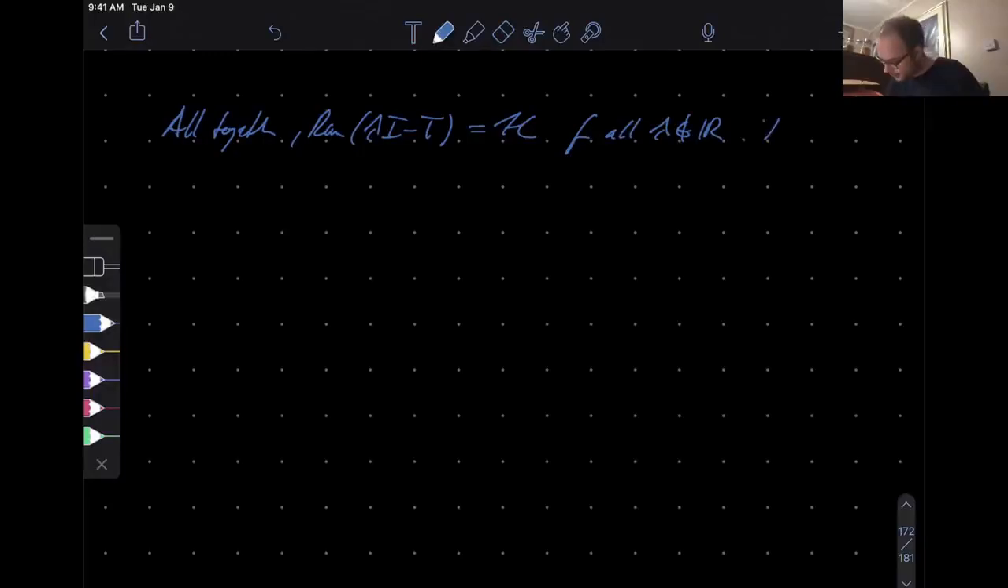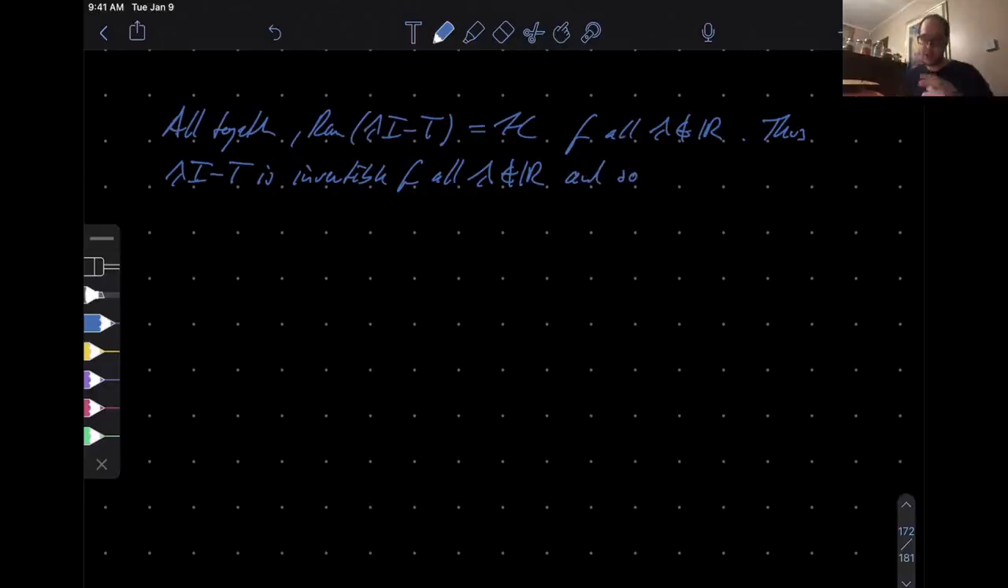And then we're done, right? Thus λI − T is invertible for all λ non-real, by the inverse mapping theorem, right? Because I showed with this argument the bijectivity, and then we use the inverse mapping theorem to get the boundedness of the inverse. Invertible for all non-real λ, and so the spectrum must be a subset of the real line. Okay, this completes the proof.